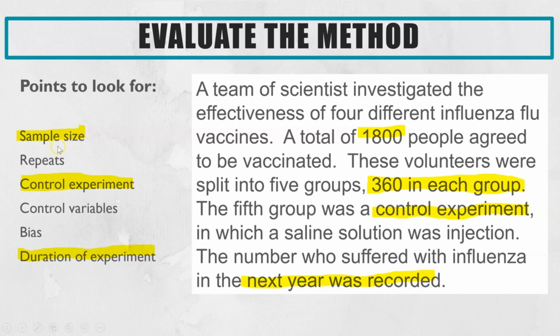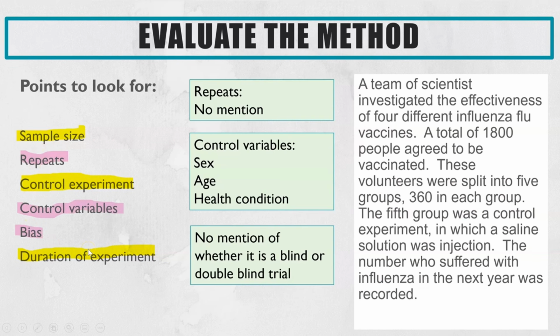Now, there are things to consider that they haven't mentioned, which I'm going to go through. They haven't said anything about whether they've repeated this year on year, so you could have that as a negative. There's nothing there about the repeats. They also haven't stated anything about the people in each group. We know there's 360 of them, but we don't know: are they male or female? Are they older or younger? And do they have any previous health conditions which could affect how well the vaccine works for them? So that would be a negative.